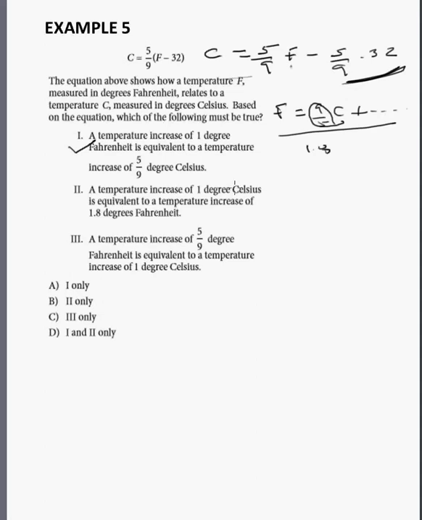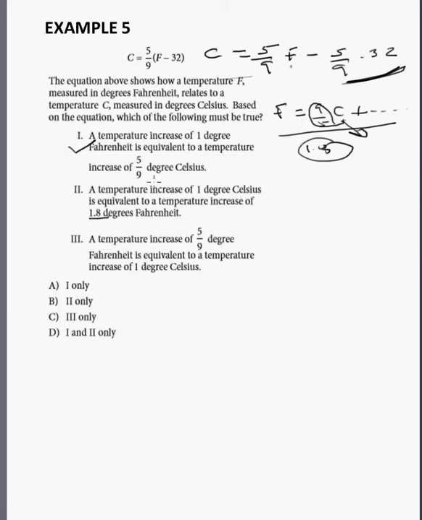A temperature increase of 1 degree Celsius, which means if I have restructured this for F to be the dependent variable, then a temperature increase of 1 degree Celsius should correspond to a temperature increase of 9 over 5 degrees Fahrenheit. The trick is here they gave you 1.8 Fahrenheit. Now you have it here as 9 over 5, so you should convert it. This was a little tricky problem. You should convert 9 over 5, and 9 over 5 is 1.8. Take your calculator and check that one out.